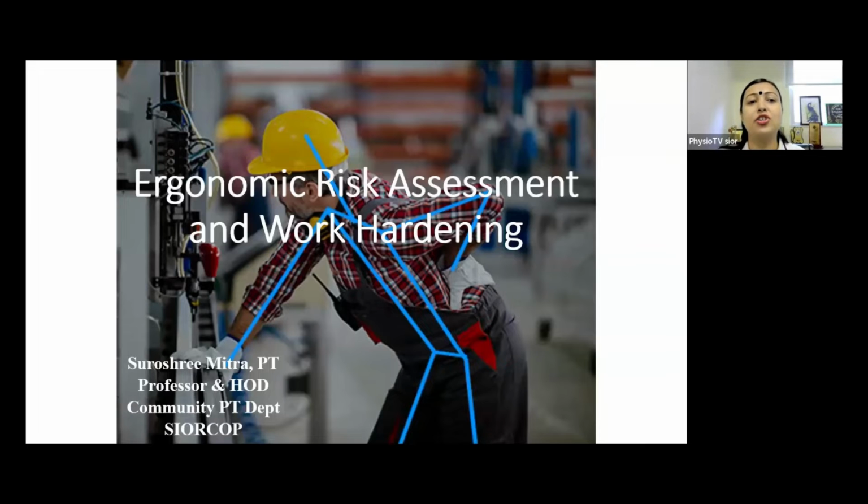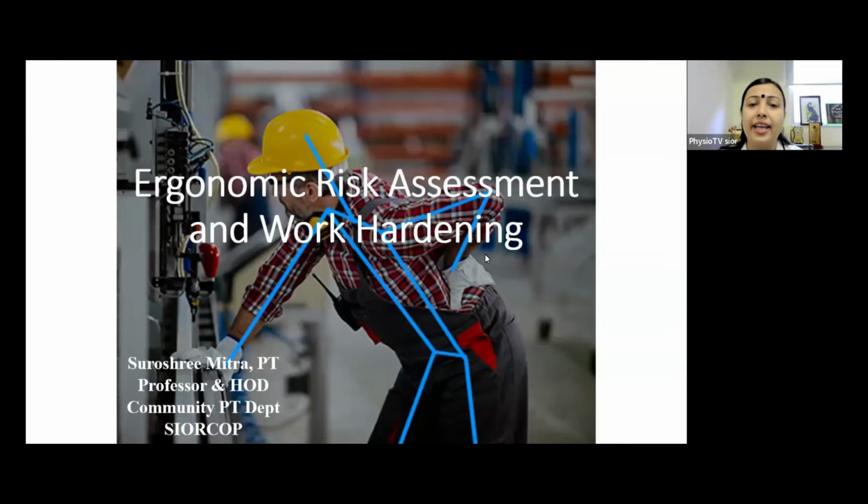And our today's session is on ergonomic risk assessment and work hardening. I am Dr. Suroshree Mitra, Professor and HOD in the Community Physiotherapy Department of Sancheti Institute of Orthopaedics and Rehabilitation, College of Physiotherapy, Pune.